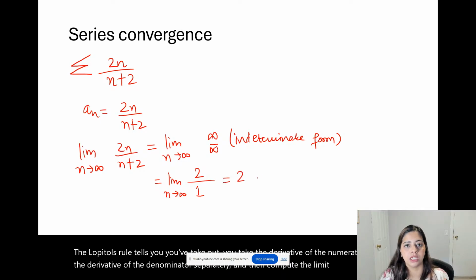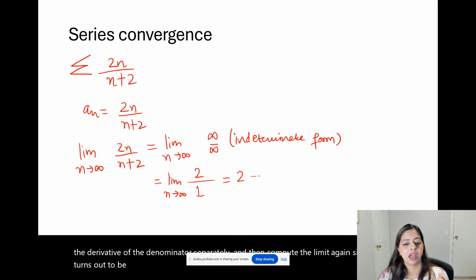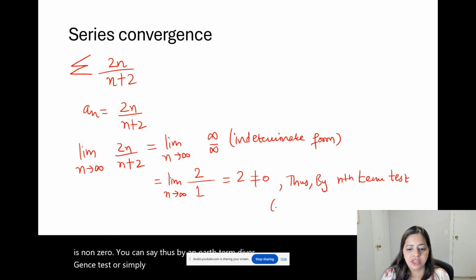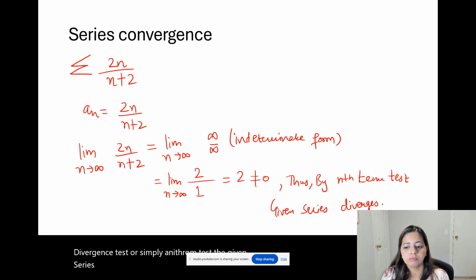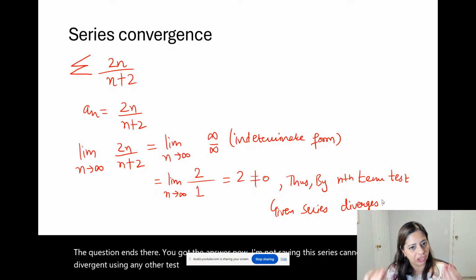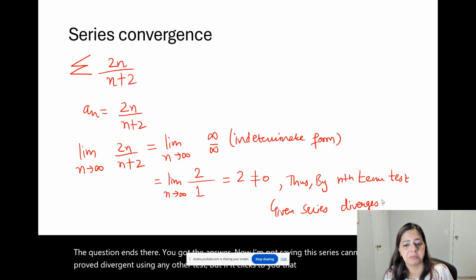Since this turns out to be 2, a constant limit, and this constant is non-zero, yes, we are lucky here. The limit is non-zero. You can say, thus, by nth term divergence test, or simply nth term test, the given series diverges. So the question ends there. You got the answer. Now, I'm not saying this series cannot be proved divergent using any other test, but if it clicks to you that this can be done using nth term test, then do it.